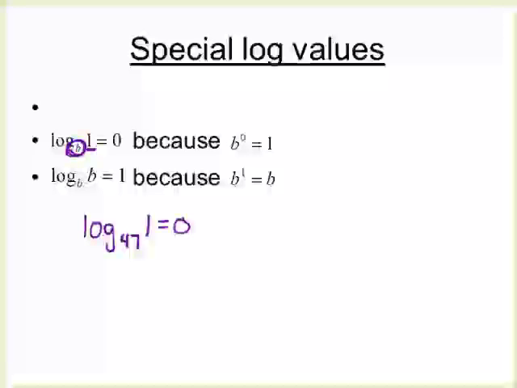Because the question that a log is answering is to what power? So what this means is 47 to what power equals 1. That's the question a log is asking. So 47 to what power equals 1? Well, anything to the 0 power equals 1. So anytime we have a 1 inside of our log, no matter what the base is, we are going to get 0.